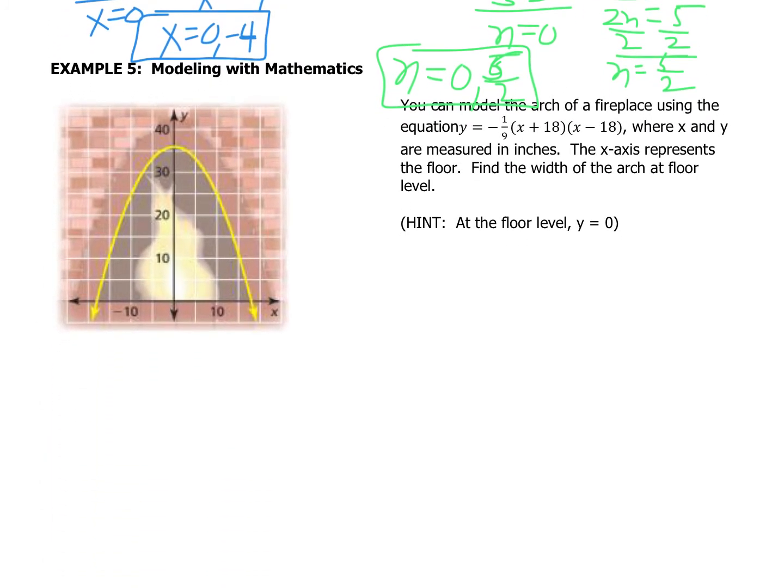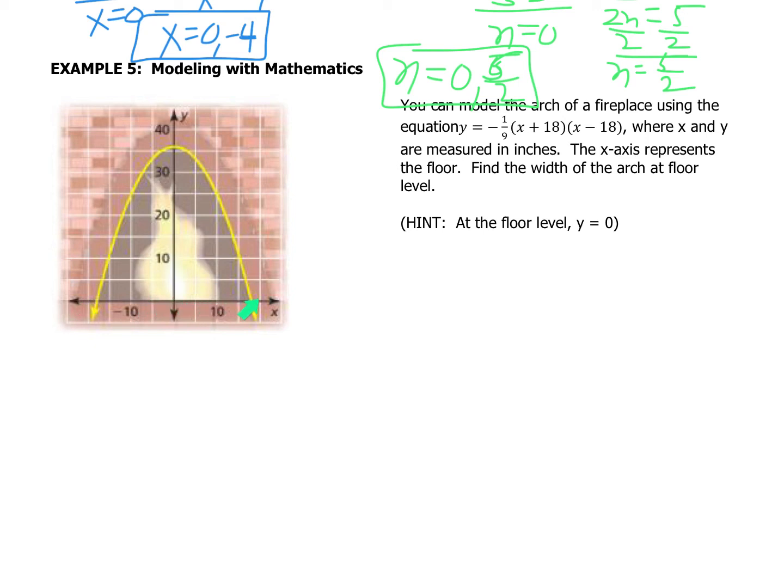All right, lastly, we're going to do a word problem to see how this works. We're looking at the arch of the fireplace. So we have an arch. It's set up around an x and y axes. They're giving us the equation y equals -1/9 times x plus 18 times x minus 18, where x and y are measured in inches. The x-axis represents the floor. So think about that. This is the height at floor level. The width of the arch is also here at the floor level.